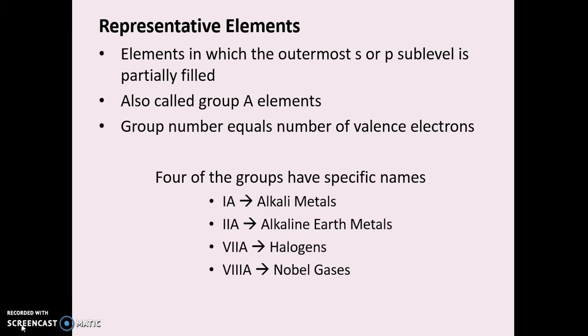Four of the groups within the representative elements have very specific names. Group 1A are your alkali metals. That's your lithium, sodium, potassium, rubidium, cesium, francium. Group 2A are your alkaline earth metals, beryllium, magnesium, calcium, strontium, barium, and radium. Group 7A are specifically called halogens, fluorine, chlorine, bromine, iodine, and astatine. And group 8A are your noble gases, helium, neon, argon, krypton, xenon, and radon.